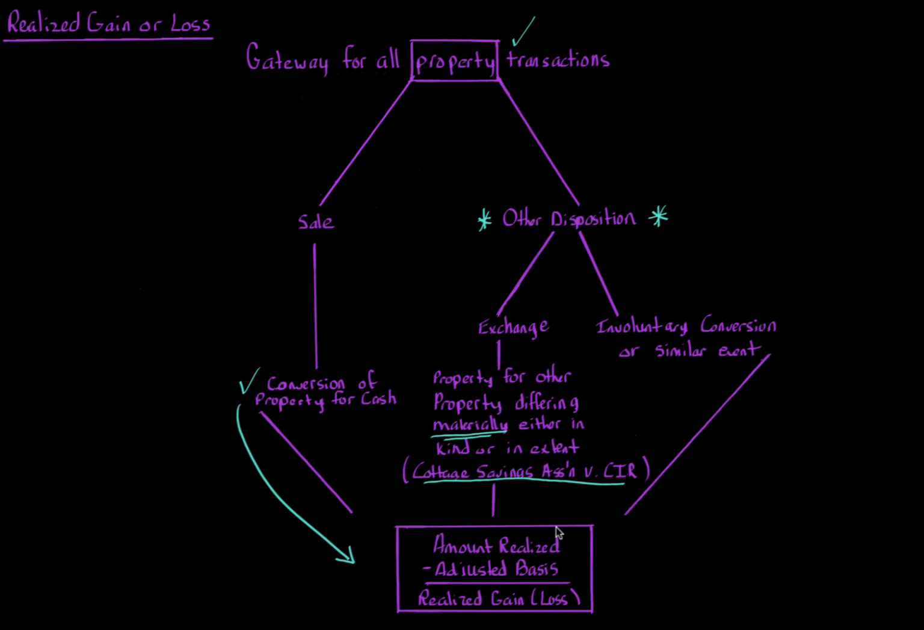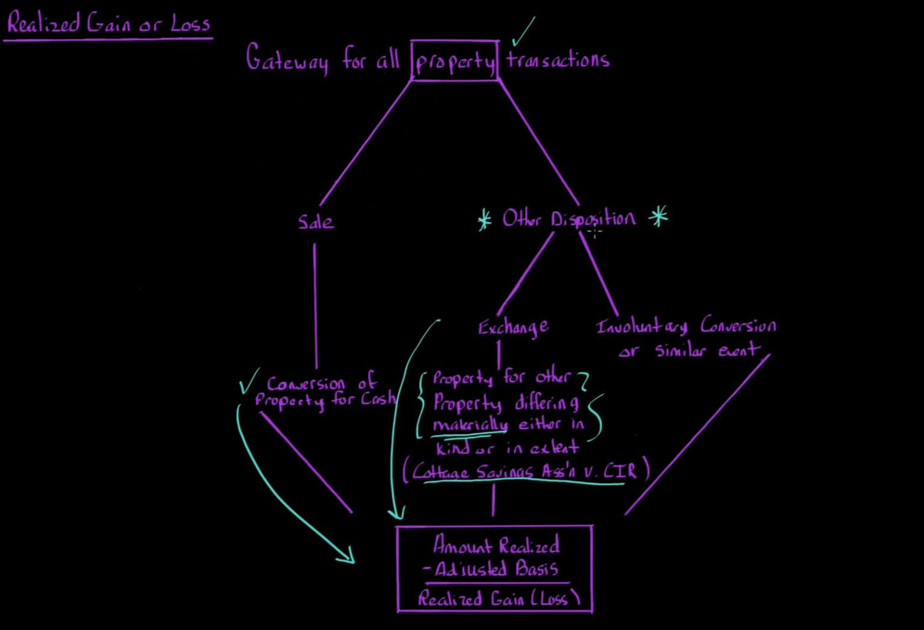So the idea here to understand is that this standard of property differing materially, either in kind or extent, can be viewed very broadly under Cottage Savings Association versus Commissioner of Internal Revenue. In that case, the taxpayer actually got a favorable decision because the taxpayer was able to create an exchange and therefore take a loss. If we have an exchange, then we continue to the calculation of realized gain or loss.